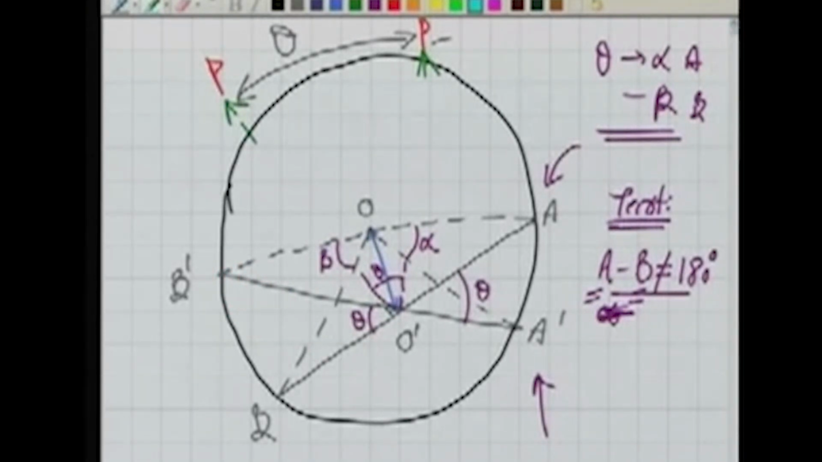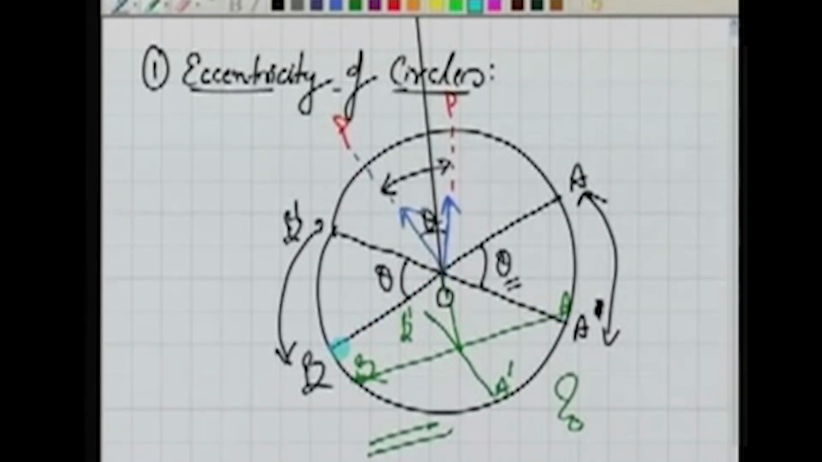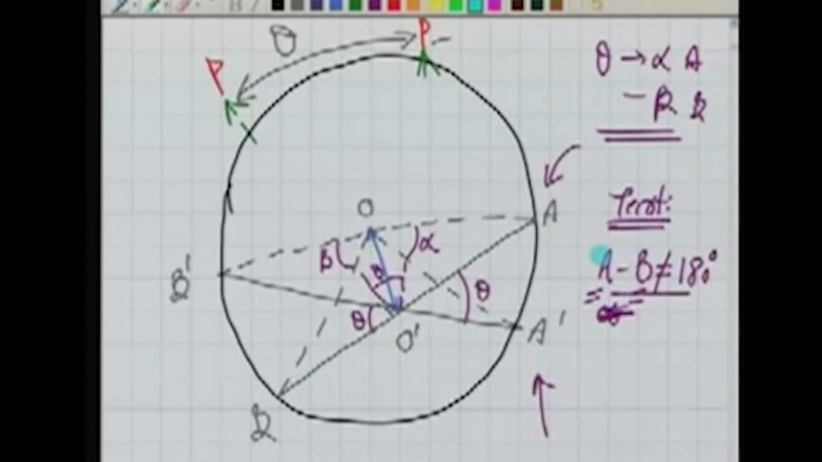In case of the, if there was no eccentricity, the A was here, B was here, this is half circle, so the difference between A and B is 180. Similarly for A dash and B dash, this is half circle, so the difference in A dash and B dash is again 180. So this is not the case here, and this is how, by doing this test, we can find the error in the instrument. Yes, there is an error in the instrument because of eccentricity of the circles.